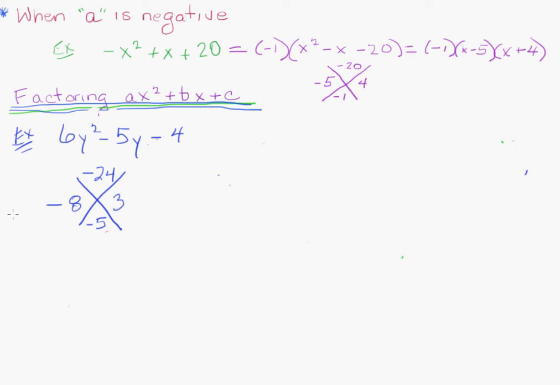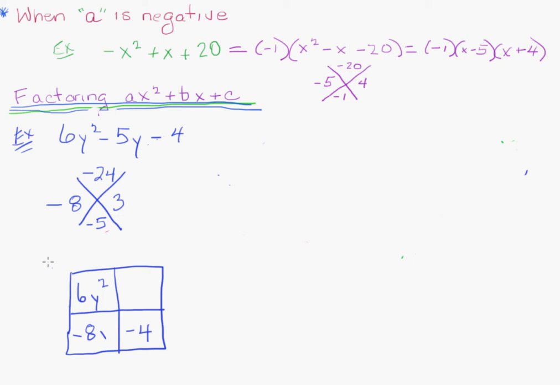So now I'm going to make my box down here. In this corner, I'm going to put the 6y squared. In this corner, the negative 4. And then the negative 8 and the 3, they go into these two boxes, and we add a y to them, 3y. Okay, so now I'm going to factor this. Going this way horizontally, what's the greatest common factor between 6y squared and 3y? That would be a 3y.